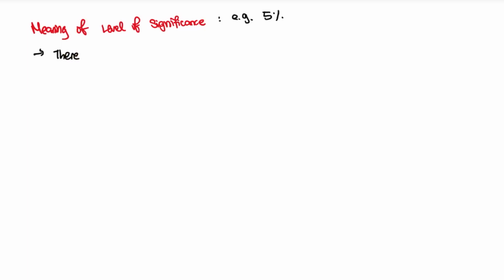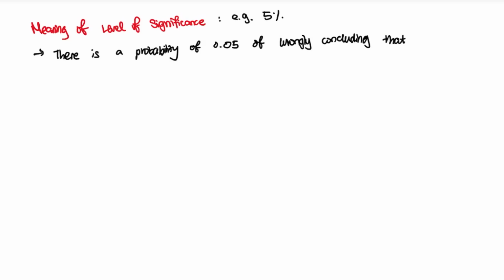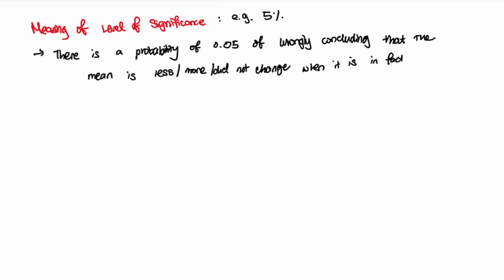So what it means essentially is that there is a probability of 5%, or of 0.05, because you're looking at probability, of wrongly concluding that the mean is less than, more than, or did not change, when it is in fact the mean.